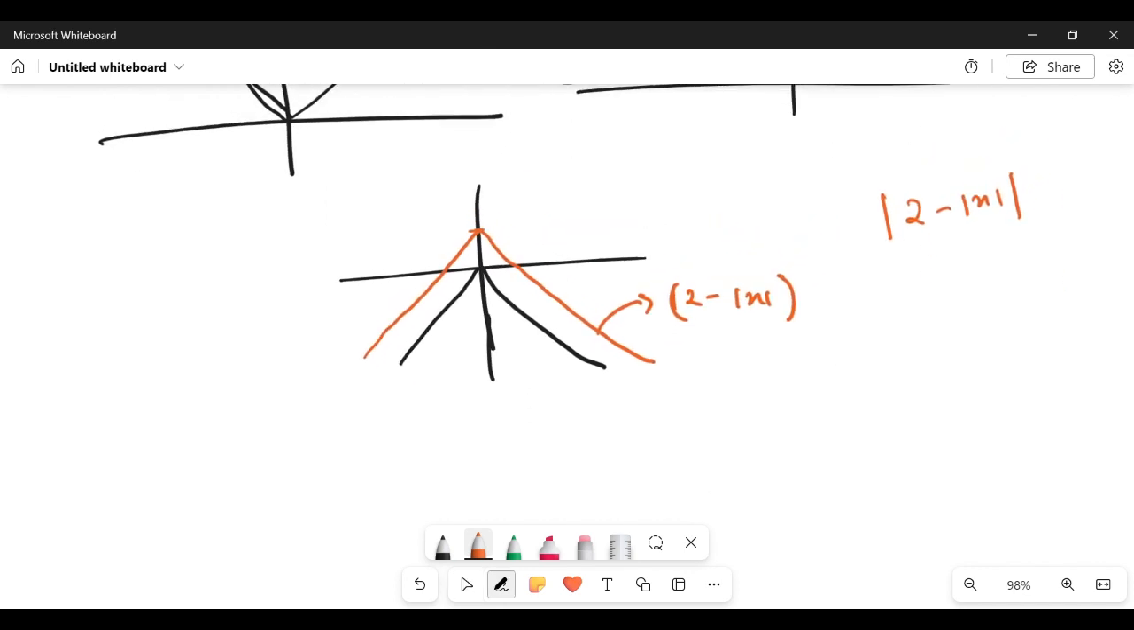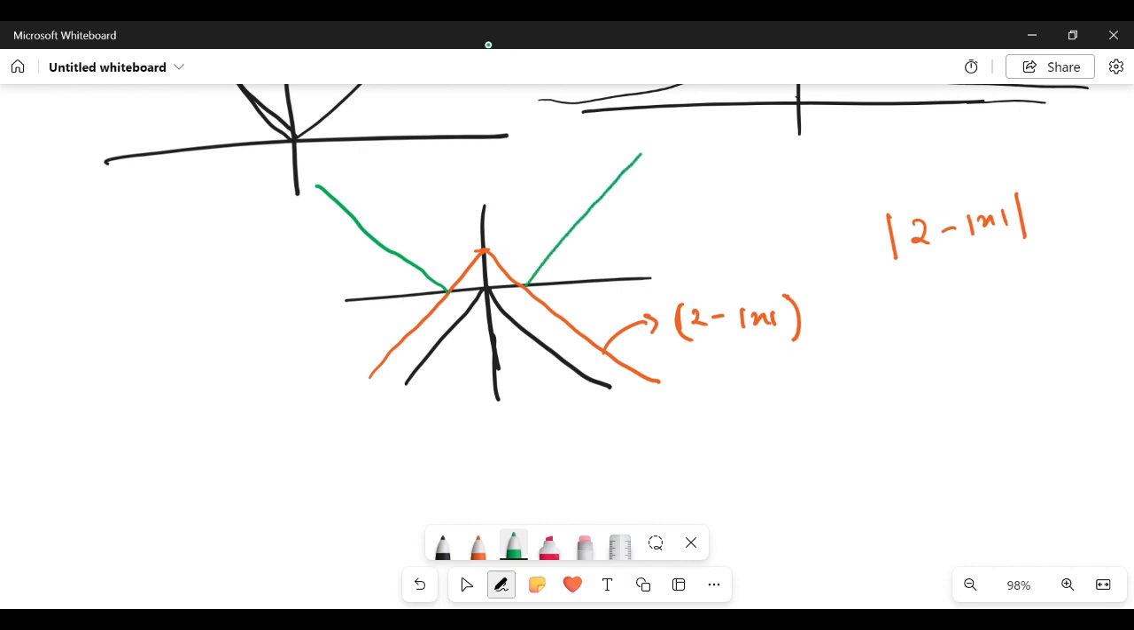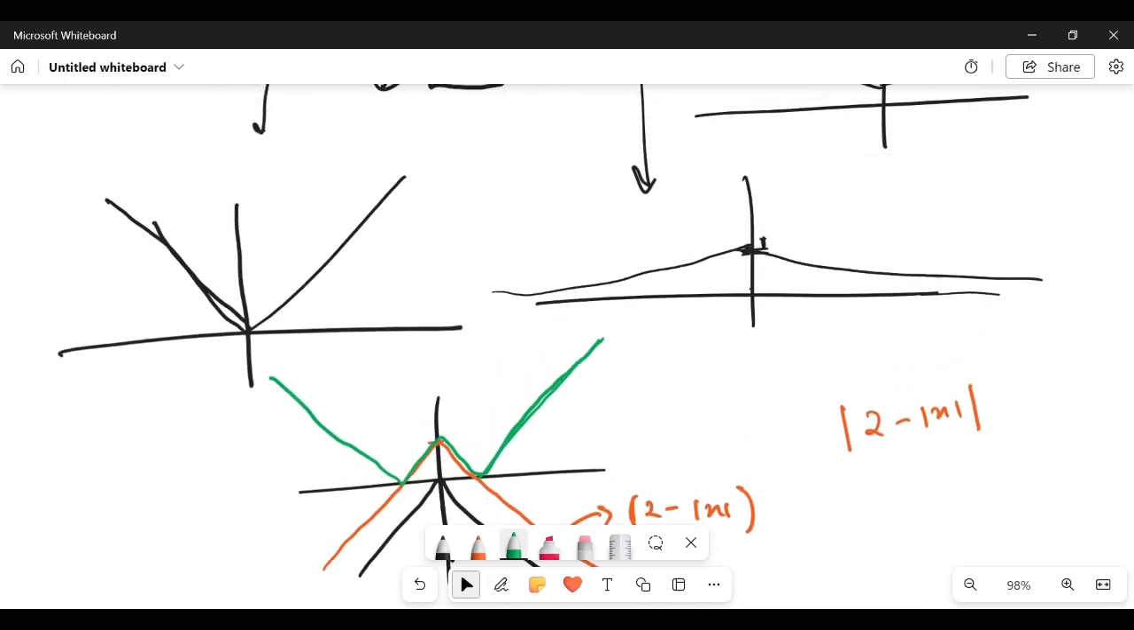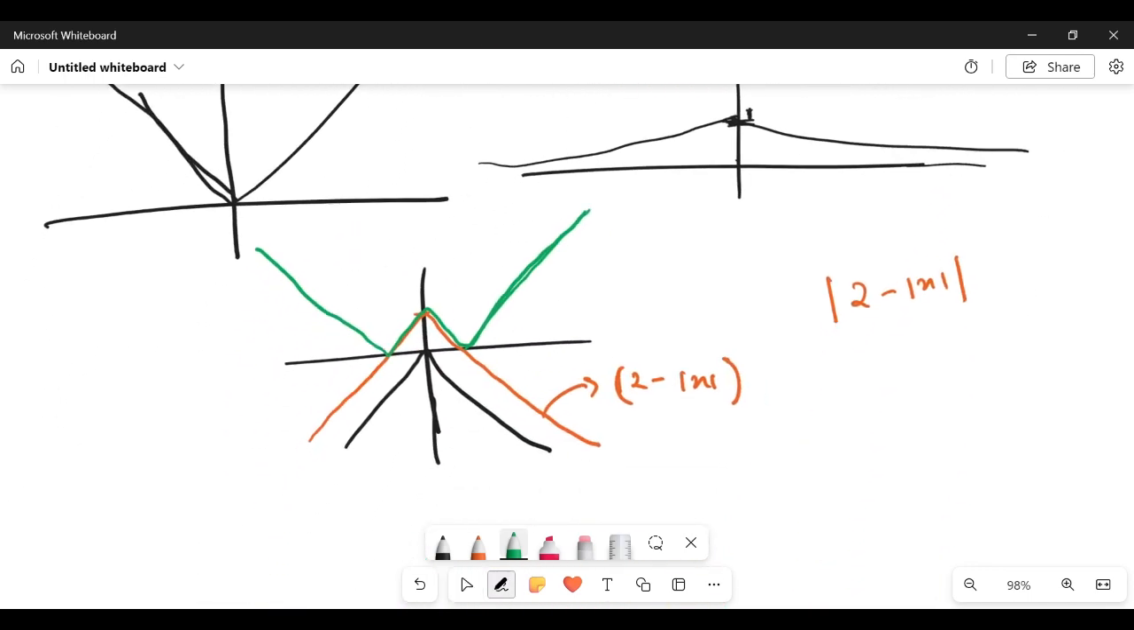So when you take the mod, what happens? You can't have negative values, right? So nothing will happen, only this part will get reflected like this. So eventually the graph becomes like this, right? And this was our LHS part. So this is the graph of the LHS and this was the graph of the RHS.